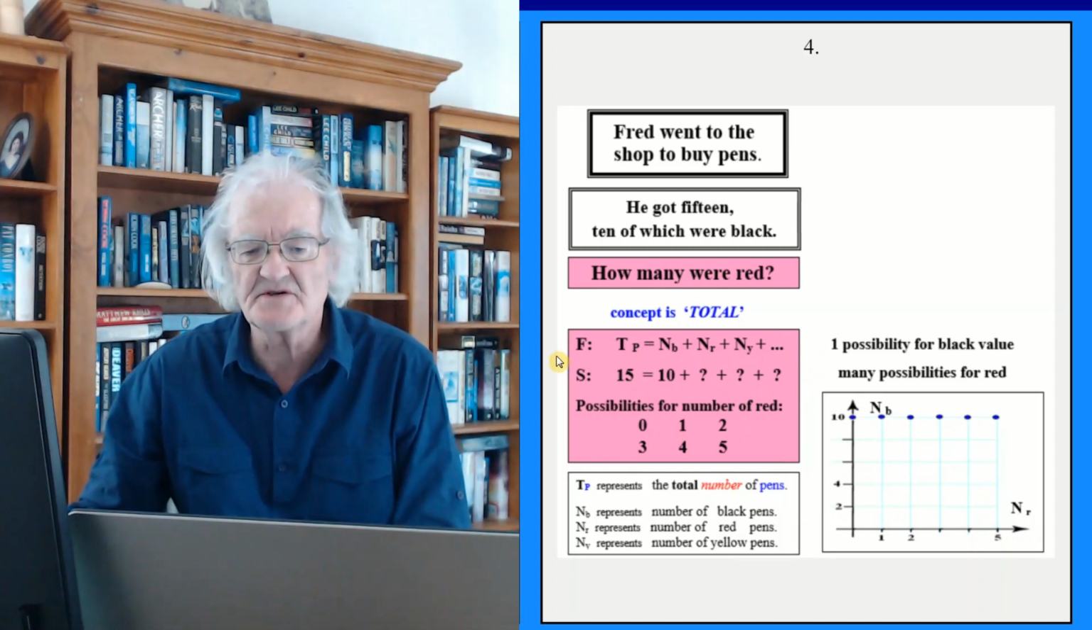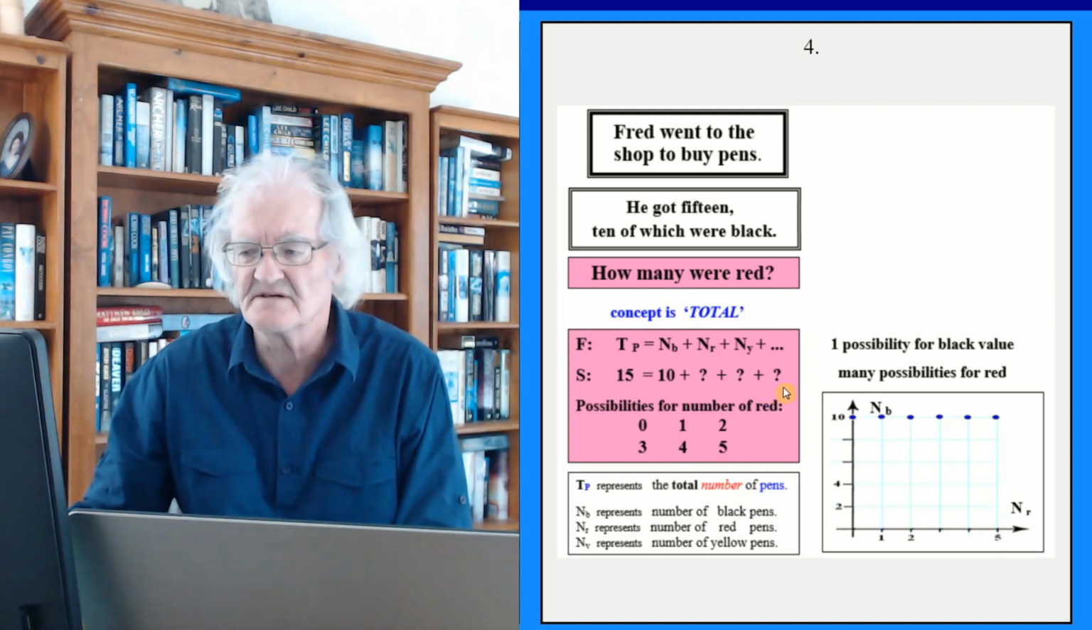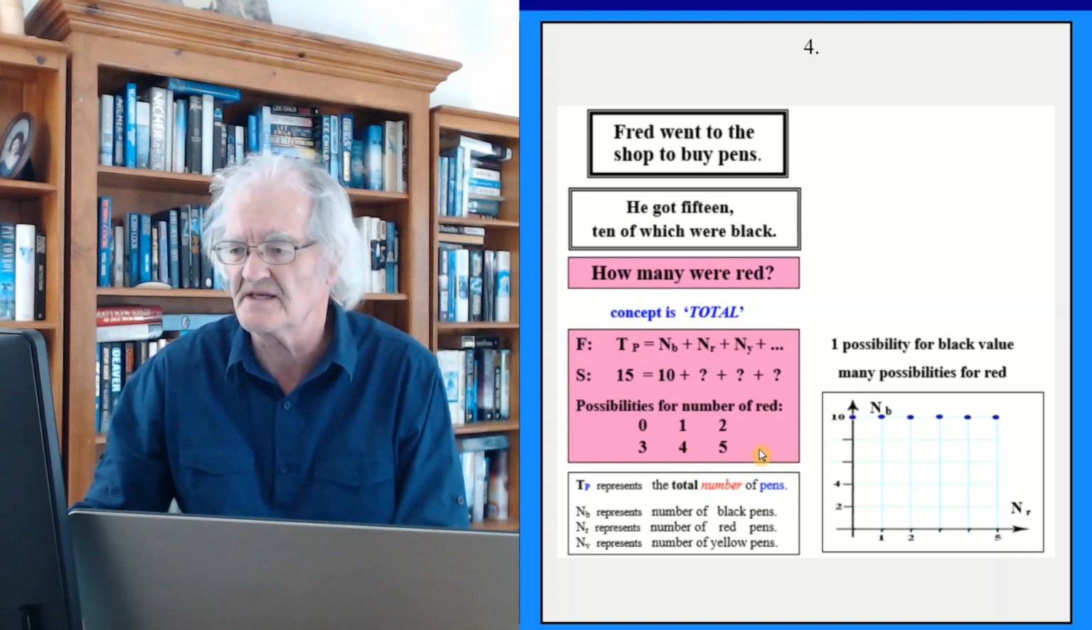Now, when we substitute the information we are given, we have a clear total, 15, and the number of black are 10. But can you see that the information supplied for the other possibilities is inadequate? That means we cannot calculate a unique solution. What we can do is say the number of possibilities is somewhere between 0 and 5. Can you see why 6 isn't a possibility?